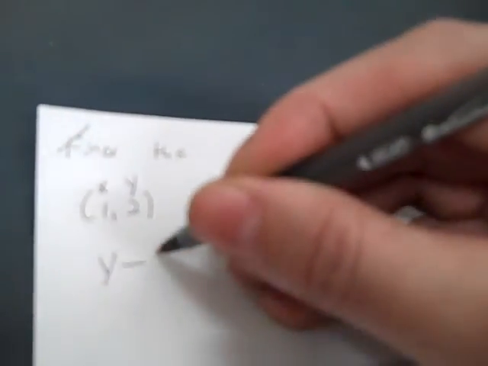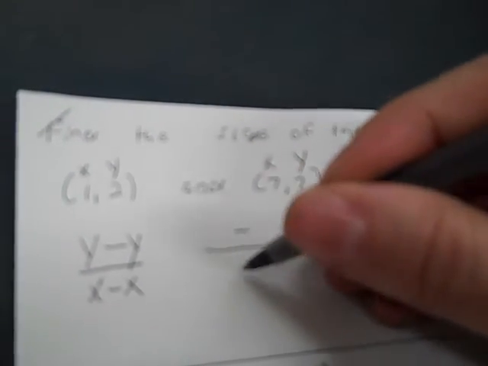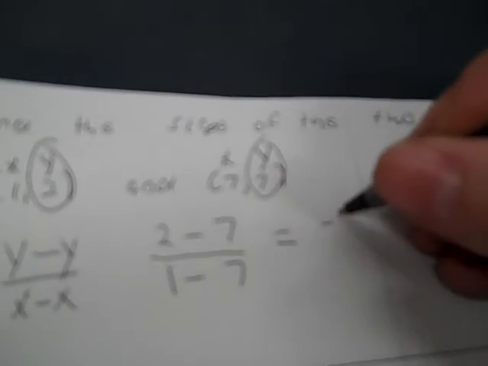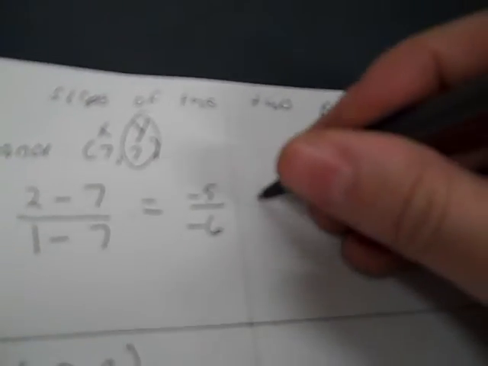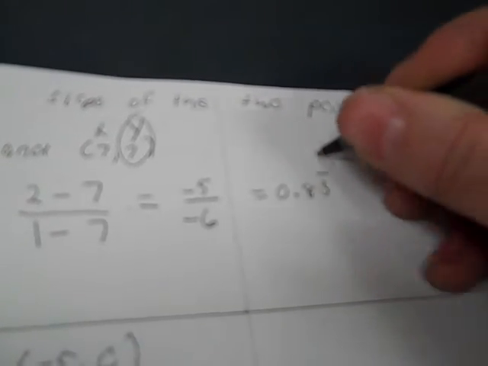Now the formula is y minus y divided by x minus x. So I set my dividing line with minuses in the middle. And I circle my y's, 2 and 7. Those have to be on top, both of them. So 2, 7. And then these have to be on bottom, 1, 7. So 2 minus 7 equals negative 5, and 1 minus 7 is negative 6. So then I divide negative 5 divided by negative 6, and it's 0.83 repeating. So I just put equals 0.83 repeating.